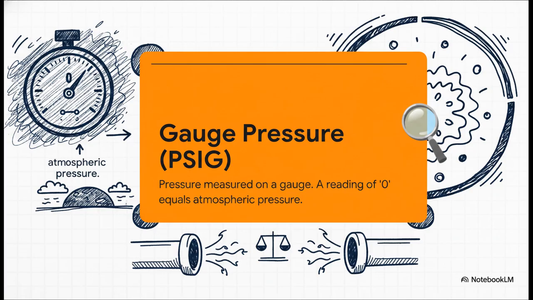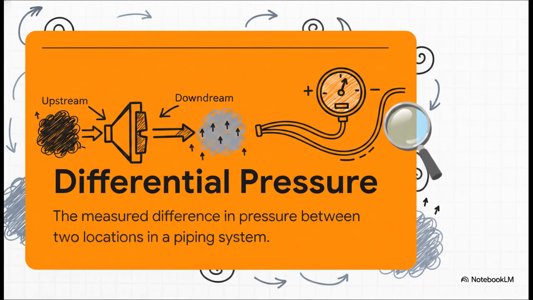Now, that fancy gauge in your test kit, it measures what we call gauge pressure, or PSIG. And here's the key thing to remember. When your gauge reads 0, it doesn't mean there's no pressure. It just means the pressure inside the pipe is exactly the same as the atmospheric pressure outside of it. Which brings us to the most important point of all. Your test kit isn't just a pressure gauge. It's a differential pressure gauge. All that means is it's comparing the pressure between two different spots, like before a check valve and after a check valve. That difference is what tells us if the device is actually working.